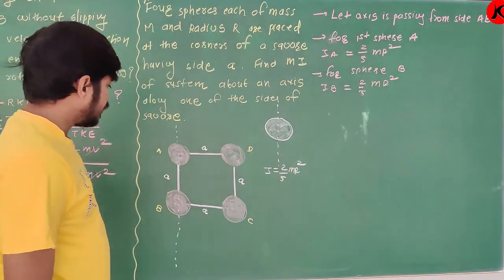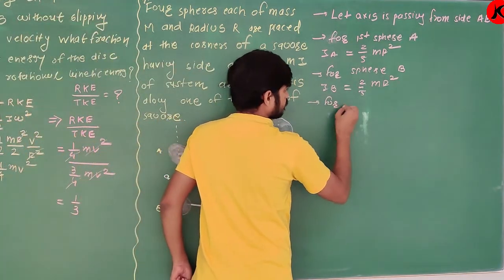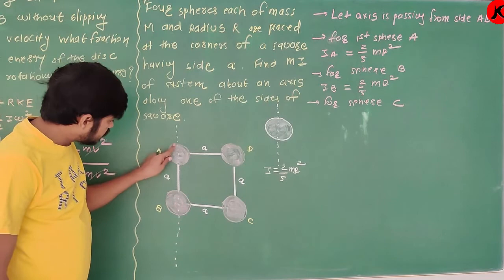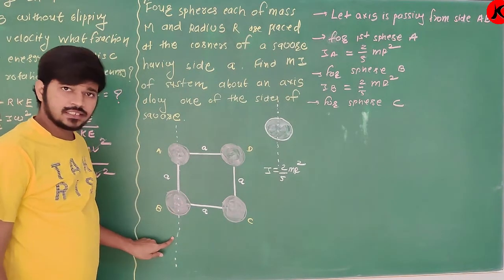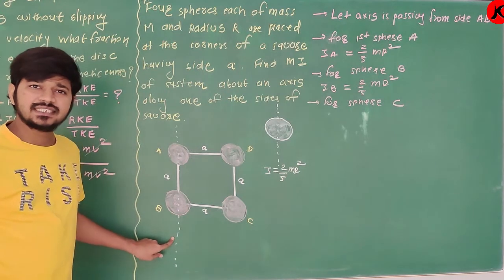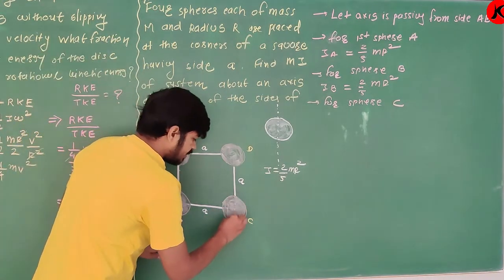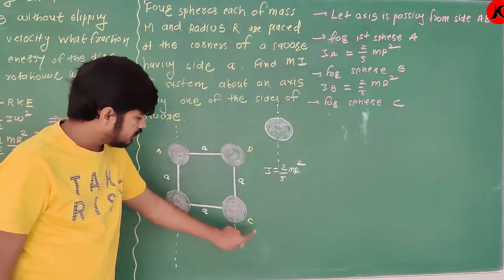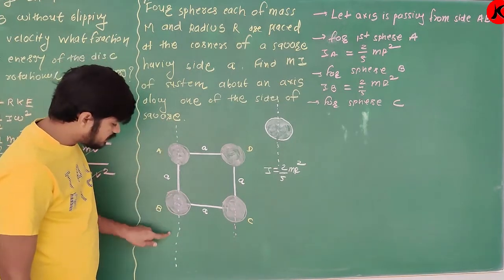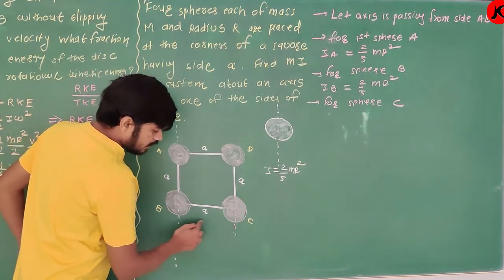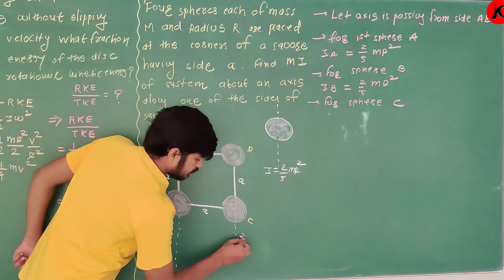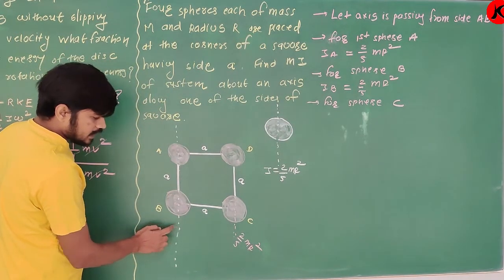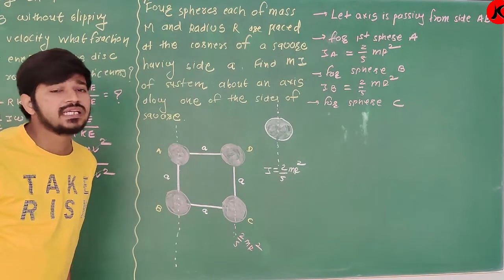Now for sphere C, you have to find the moment of inertia about this axis. Sphere C is here. We know that about its own diameter the equation is 2/5 mr². But we have to find it about this axis. These two axes are parallel to each other, so how do we find it? With the help of the parallel axis theorem.